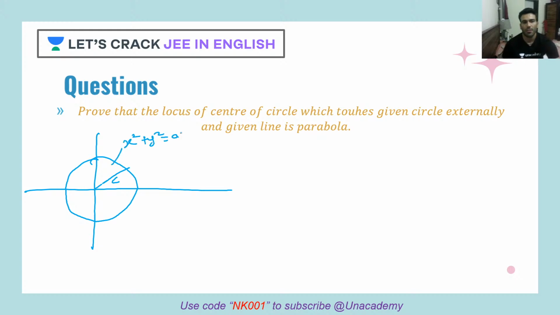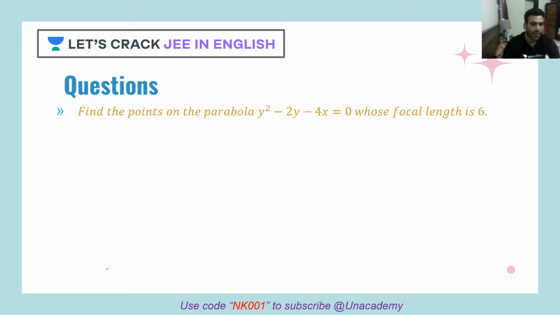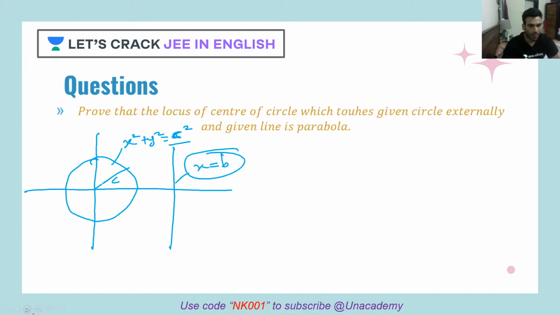So given circle and given line. Let's say for the given line you can take this sort of line, x is equal to b. So this is your line. Now the question is, we have a circle and the constraint is that it always touches the given circle as well as the given line.